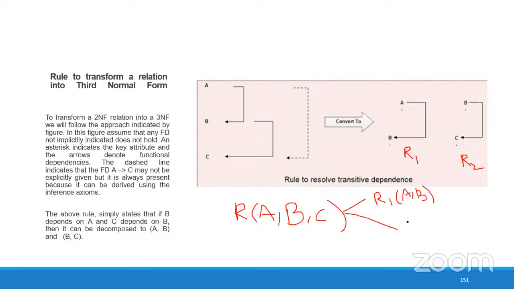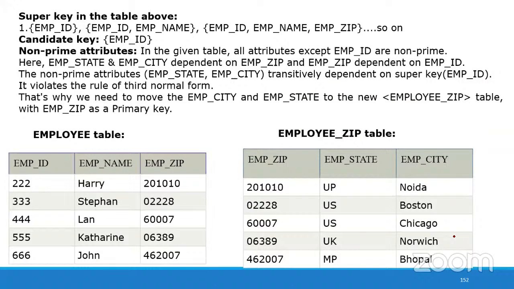So B and C are dependent on each other. Now this is relation 2, with B, C. Now we can say R1 and R2 are in third normal form. So try to understand: if there is a transitive dependency, how we resolve it is to decompose it into two relations, R1 and R2.